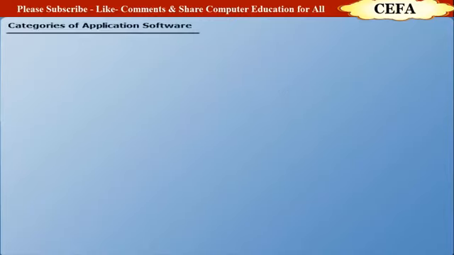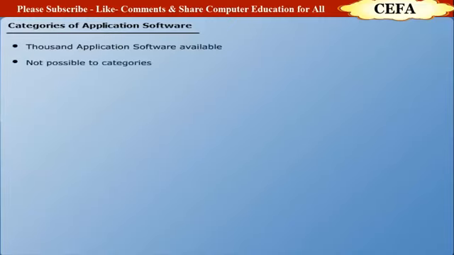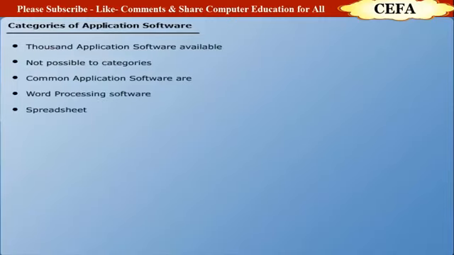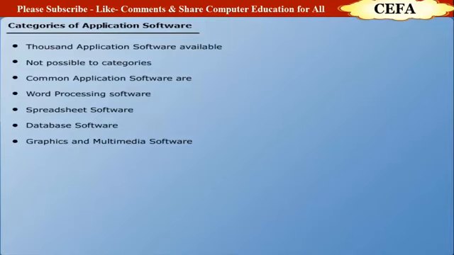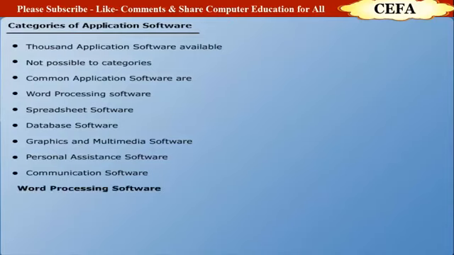Categories of application software. There are thousands of application software available in the market. It is not possible to categorize all application software. However, some commonly known application software includes the following: word processing software, spreadsheet software, database software, graphics and multimedia software, personal assistant software, communication software.